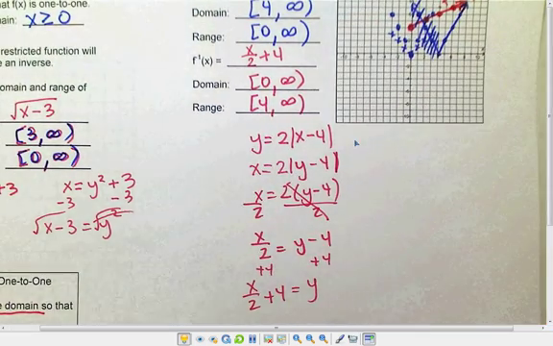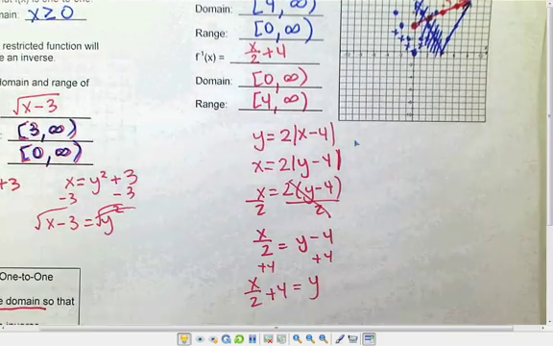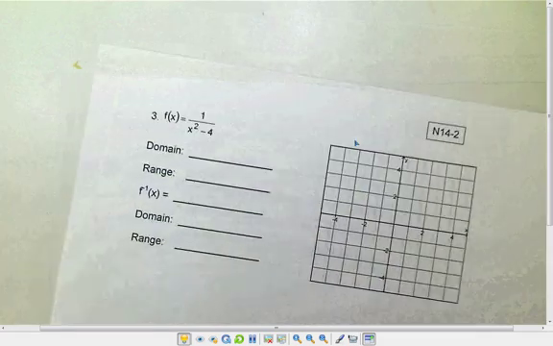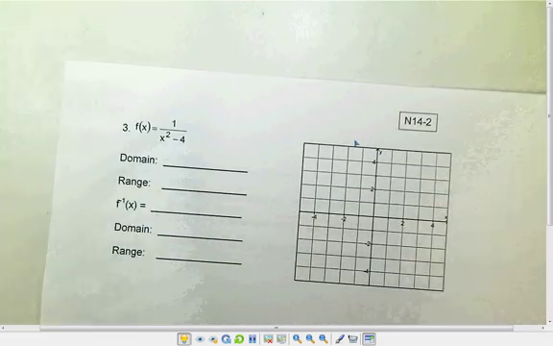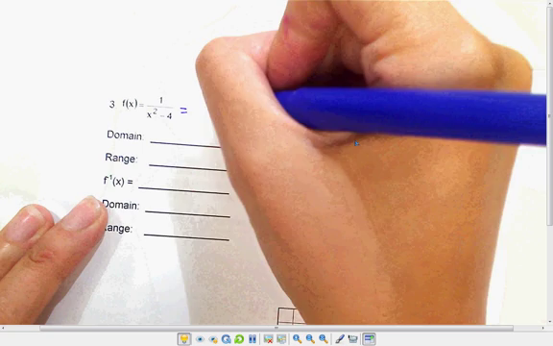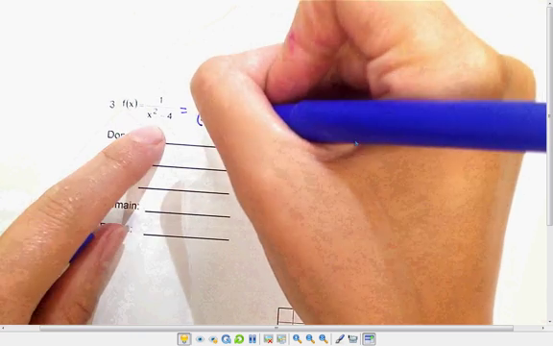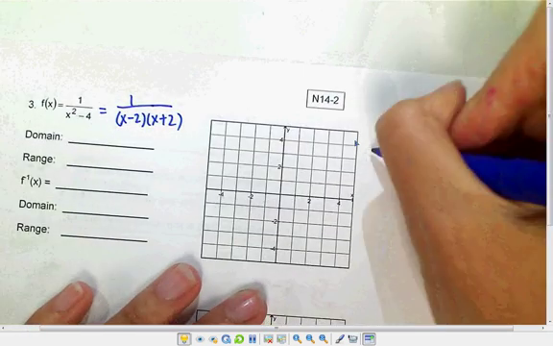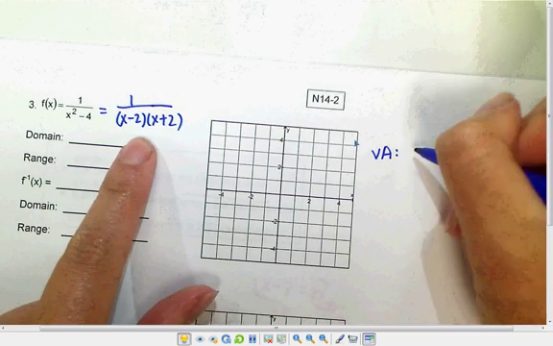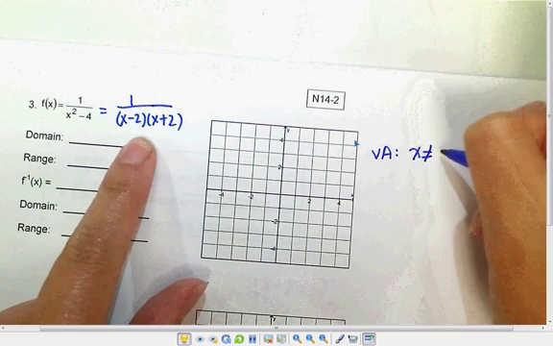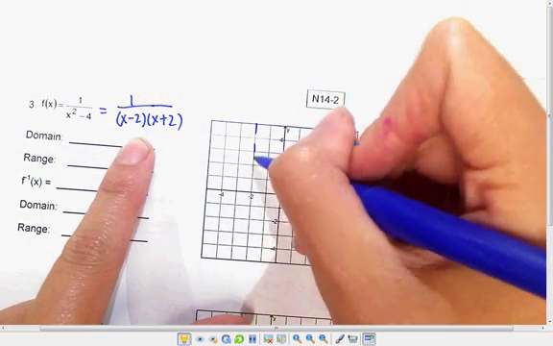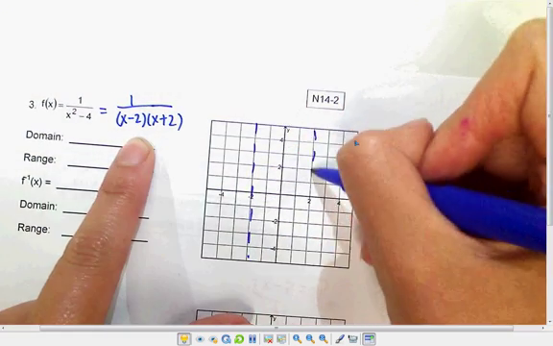Okay, let's do one more example now with rational functions. Flip the page. Okay, so for my rational function, I'm first going to plot this original graph. So I'm going to start off by factoring. This is really 1 over x squared minus 4, x minus 2 times x plus 2, difference of squares. So let's start off finding our vertical asymptote. Vertical asymptote is where the denominator doesn't equal 0, so x can't be equal to 2 or negative 2. So here are my vertical asymptotes.